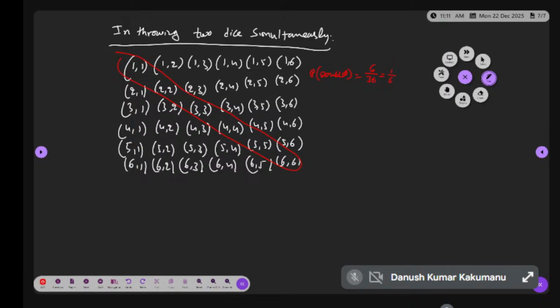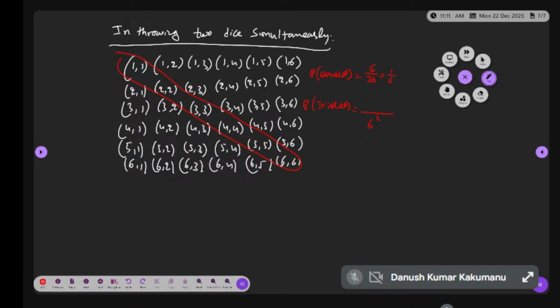Yes. Probability of triplet. The triplet word comes in when 3 dice are thrown. What are the possible outcomes when 3 dice are thrown? Total how many? 6 cube. Yes or no? You are not responding. Yes or no? 6 cube means 1 1 1 up to 6 6 6. Yes or no? Yeah.